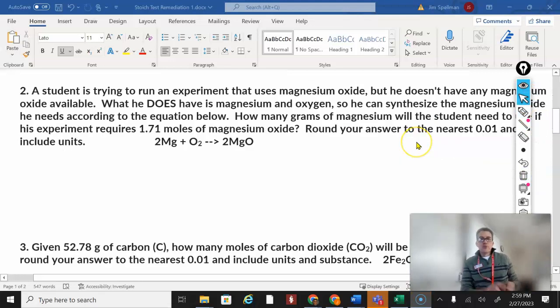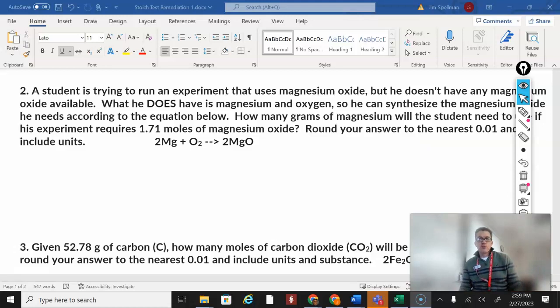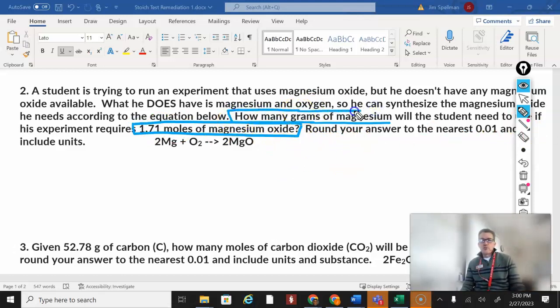All right. So number 2, got a lot of words, and one of the things I want to encourage you to do, if you're working through these, is start trying to pay attention to where's the question, what numbers are we given, and so forth. So the question is here: how many grams of magnesium? And the number that we're looking at is how many moles of magnesium oxide. So we're going from moles of one object to grams of another. That should tell us, when we're doing a conversion, where we're starting and where we're stopping.